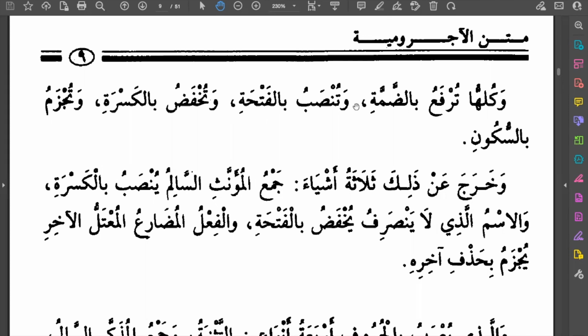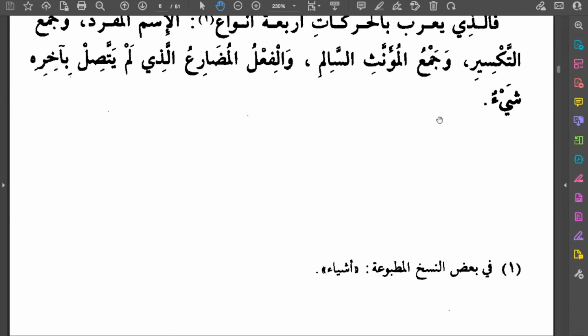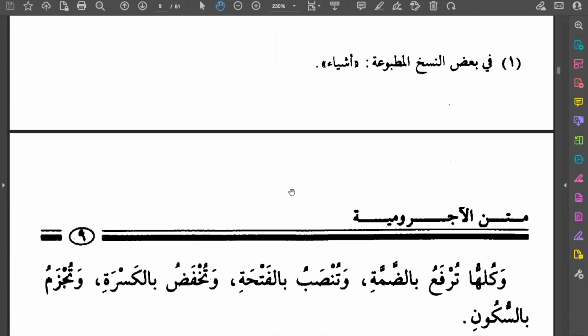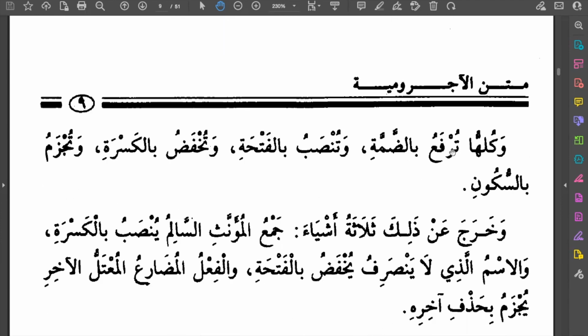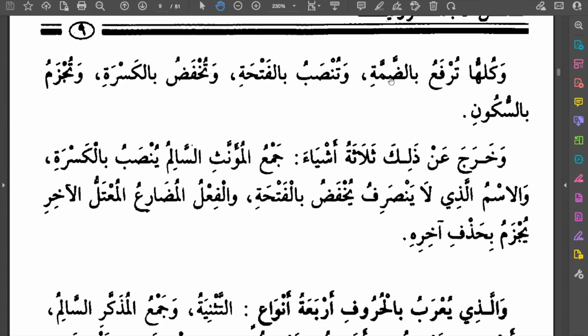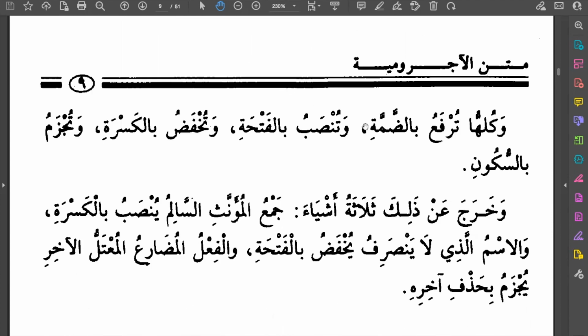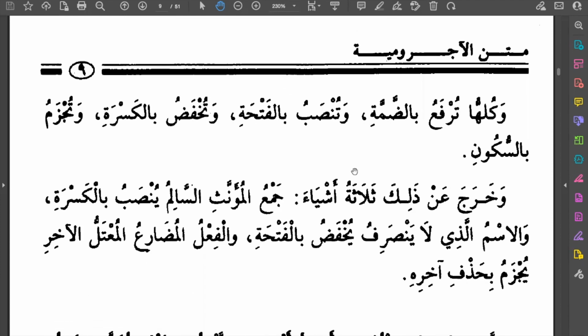Yani he says that what's meant here is that from this general principle, that all of these will be accepting the signs of i'rab mentioned here, so the dhamma for the rafa', the fatha for the nasab, the kasra for the khafd, and the sukun for the jazm, he says that it's not actually the case for everything. From these that we just mentioned, there are three that won't take one of these. So for example, the jam'u al-mu'annath as-salim yunsabu bil-kasra. The salim being mansub is with a kasra, not a fatha.